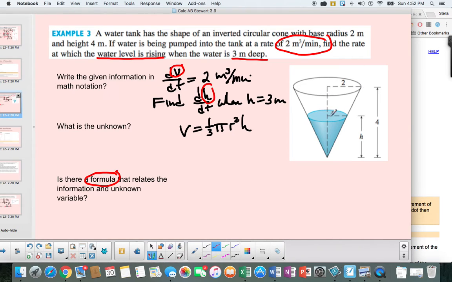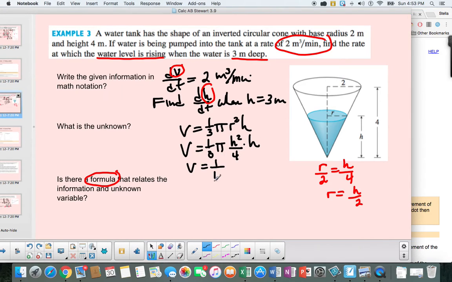These are similar triangles, and with similar triangles, the sides are in proportion. So I know that R is to 2 as H is to 4. That means the radius is the height divided by 2, and that's what I'm going to substitute. So instead of R squared, I'm going to write H squared over 4 times H. Clean this up a little bit: 1/12 pi H cubed.